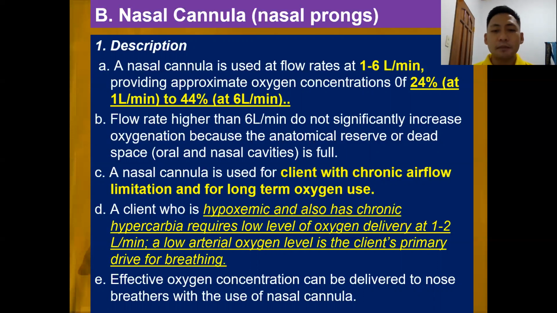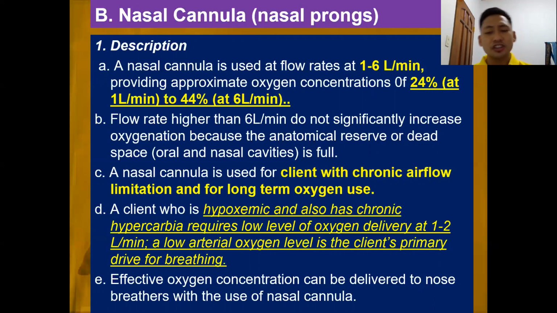A client who is hypoxemic and also has chronic hypercarbia requires a low level of oxygen delivery at 1 to 2 liters per minute. Hypercarbia is a term related to increased carbon dioxide in the blood. This is what I'm telling you for patients with chronic obstructive pulmonary disease. Since they have chronic hypoxia, the maximum liters per minute that we are allowed to administer is up to 2 liters per minute. That is to prevent apnea in our patient.